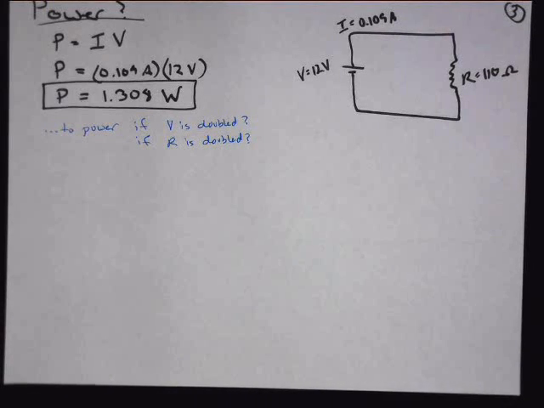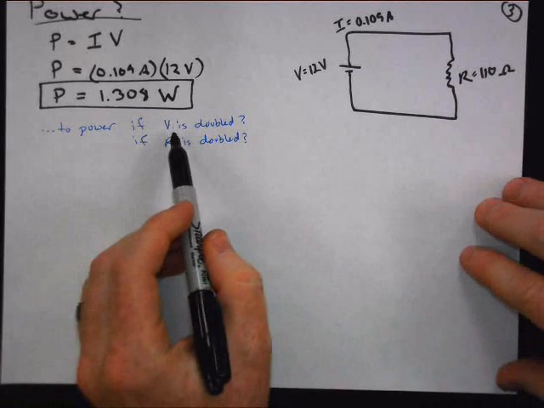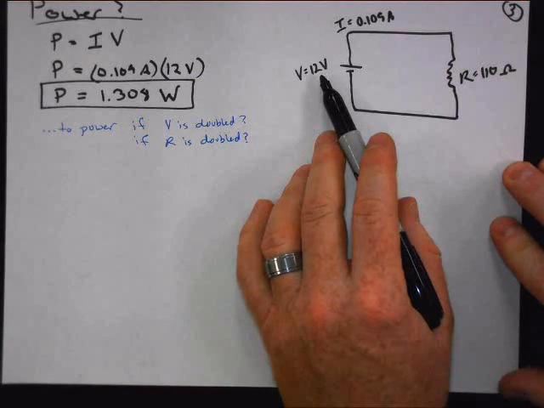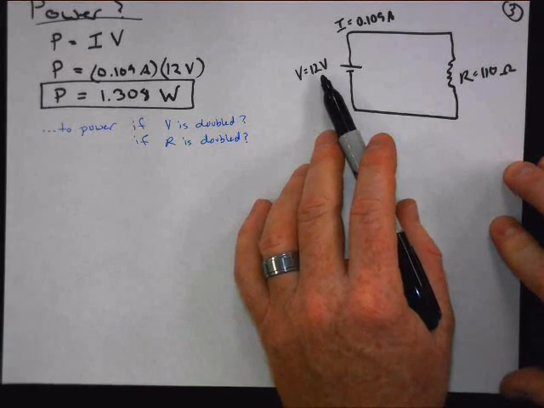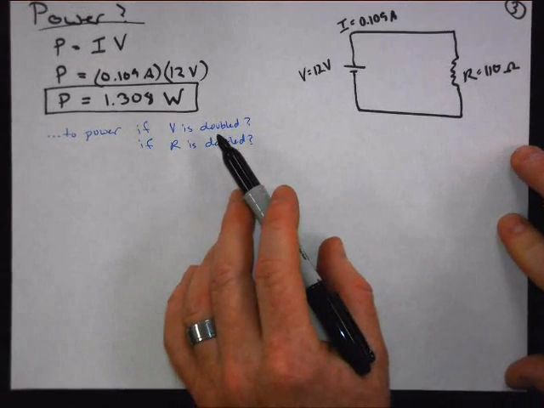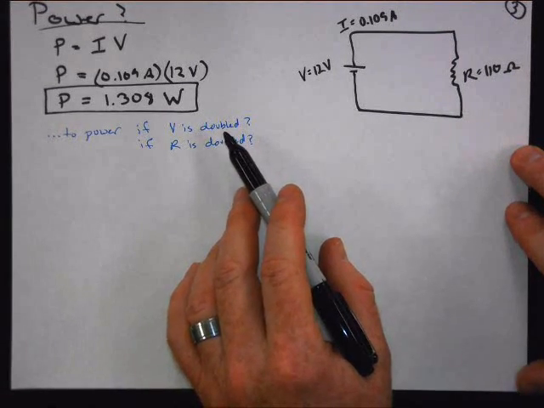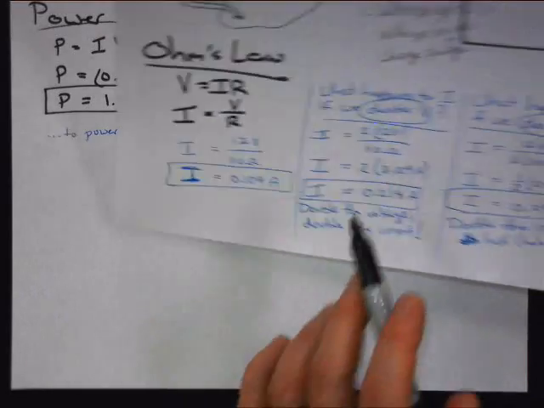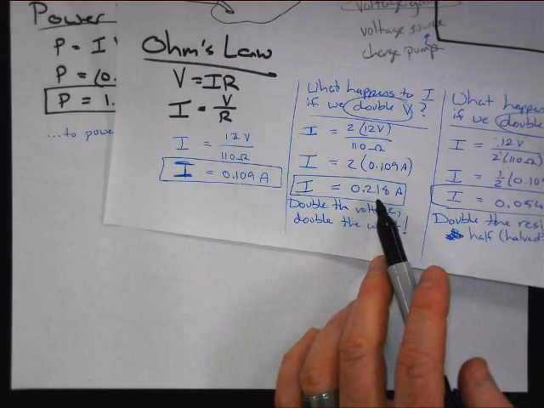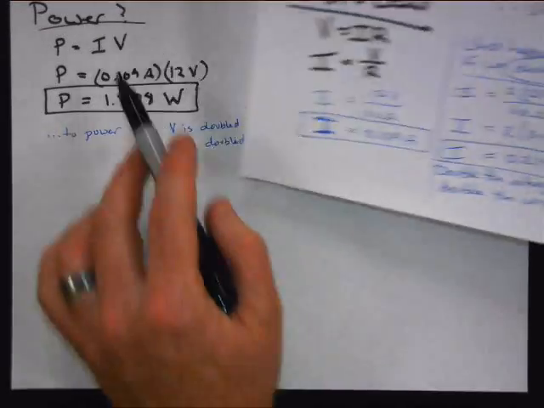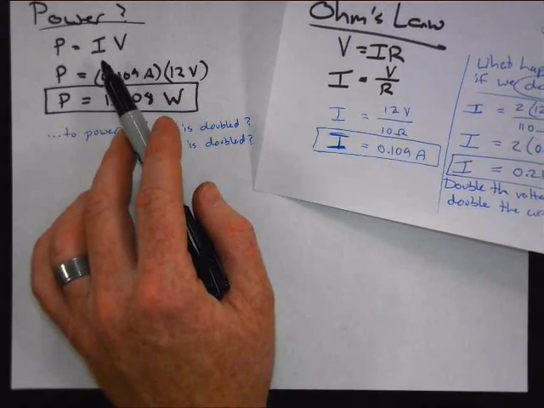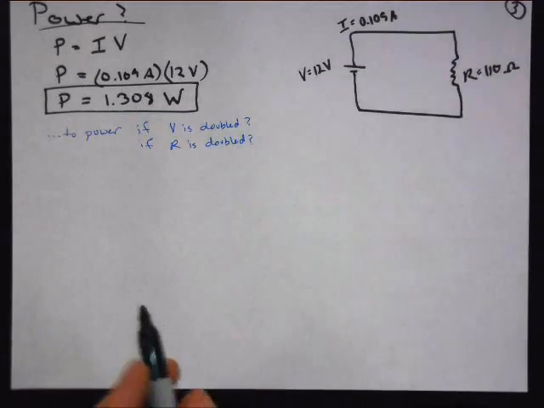Okay, so check this out. Let's answer the first one first. Let's go in order. Voltage. If we double the voltage, we get 12 volts times 2 is, I'm sorry, 24 volts. But remember, when we doubled the voltage, that also changed the current. And current is part of this equation also. So I've got to rewrite that.